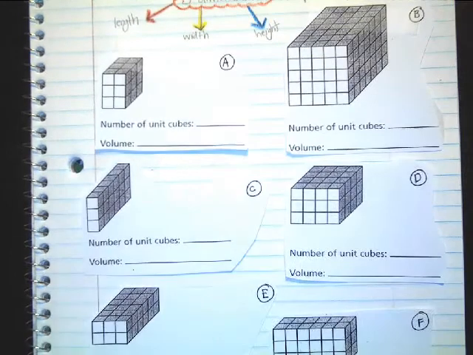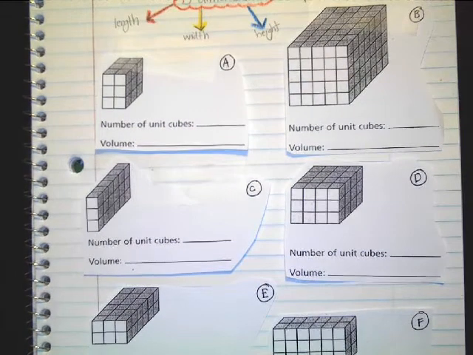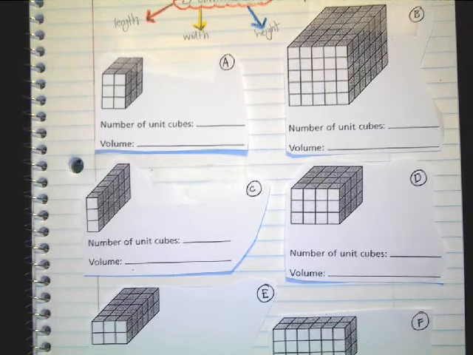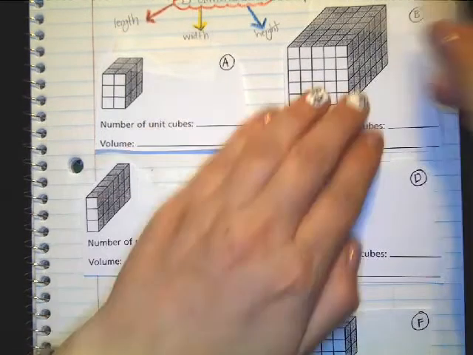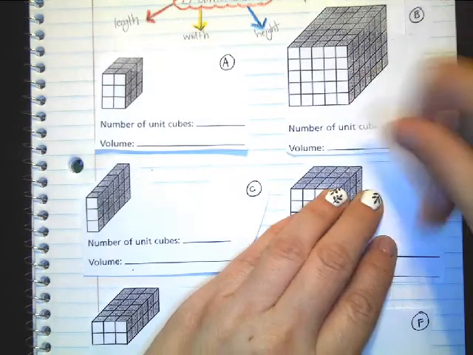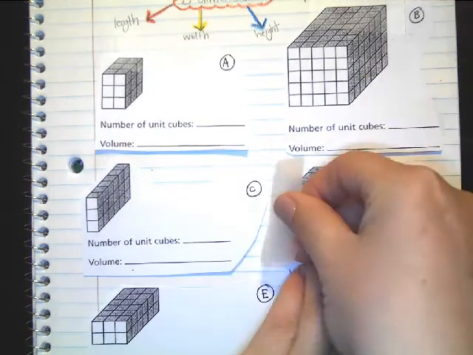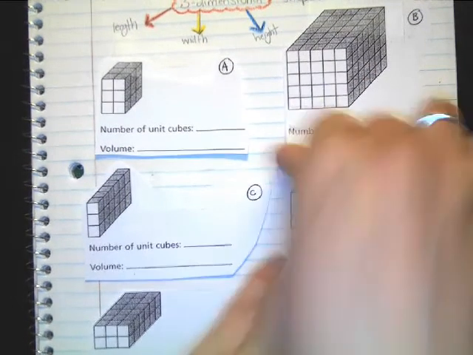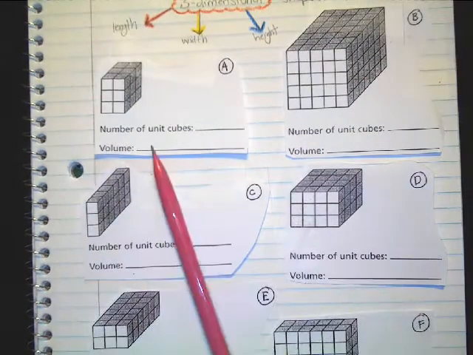It asks us a couple things. It says, what is the number of unit cubes? For letter A. So let's go ahead and talk about this one with layers. And then I'll show you something different. All right, let's talk about this one with layers.